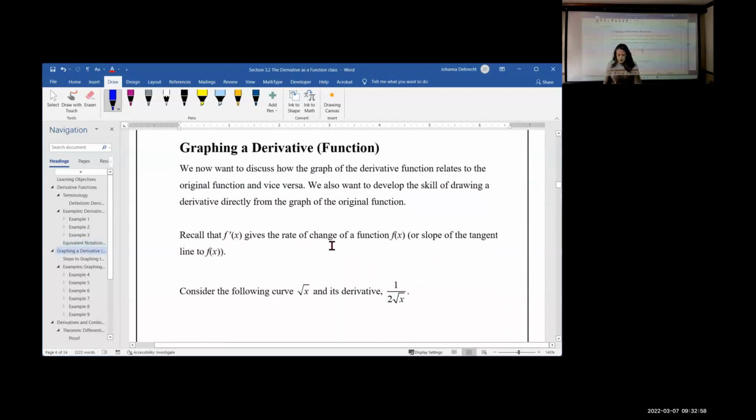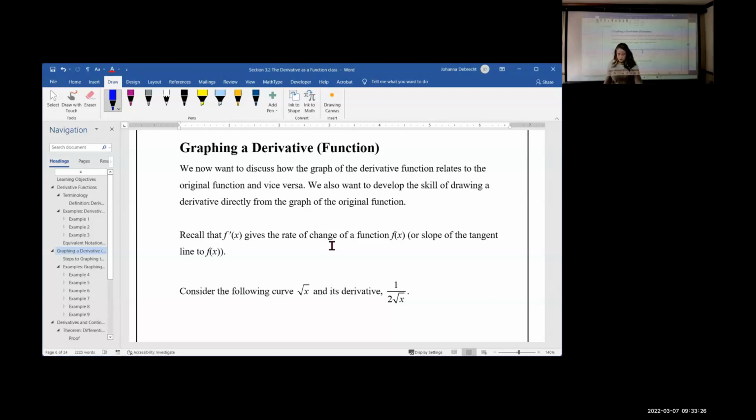Now let's talk about graphing a derivative function. This is actually kind of challenging, to be honest with you. I have some techniques for you guys to use, some tricks of the trade that will help you to draw the derivative function based on what the original function looks like. So we want to think about an original function and what the graph of its derivative would look like.